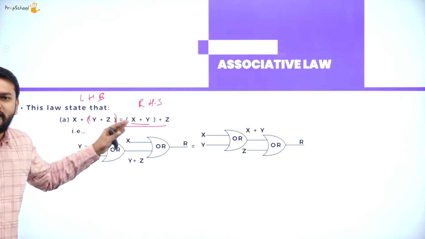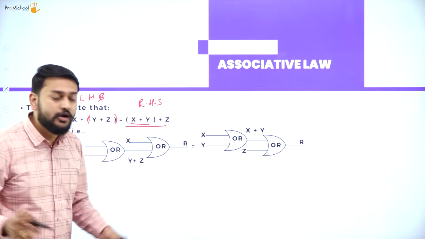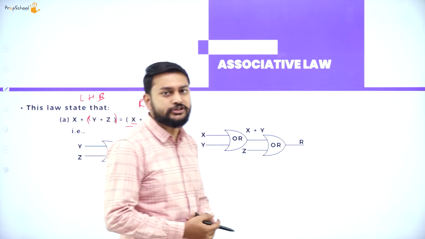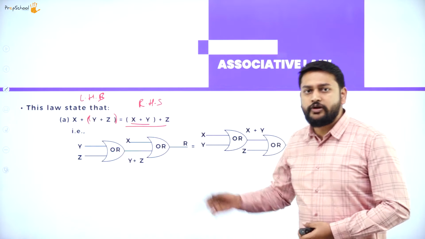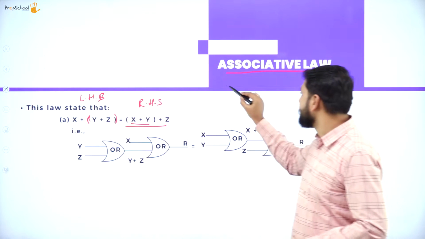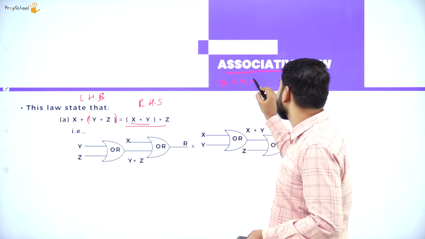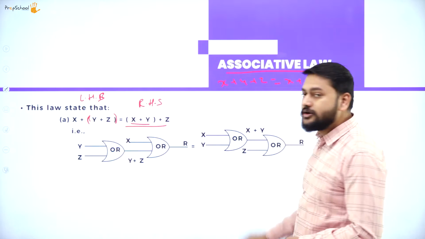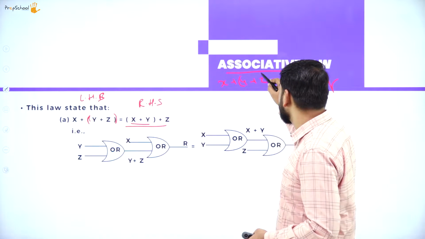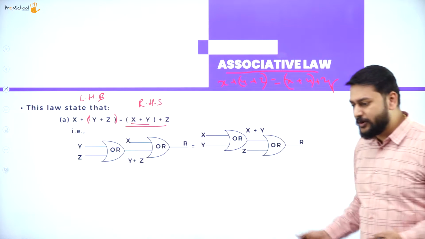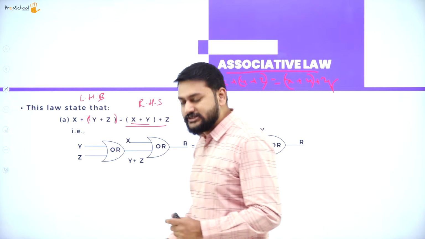That's a major difference that you have here. And then after that you have plus z. This is the simple equation for associative law. You just have to write like this: x plus (y plus z) is equal to (x plus y) plus z. You will write the brackets for this first and then for this. That's it, it's pretty simple to remember.